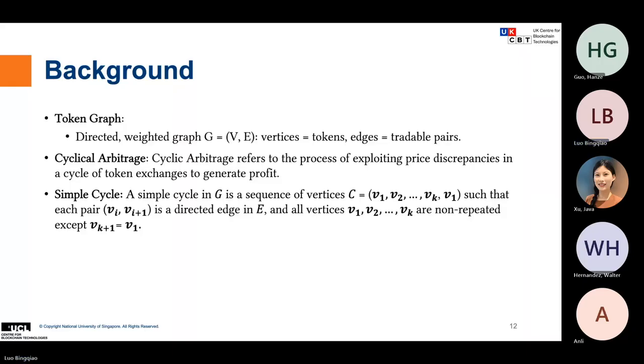It refers to the process of exploiting the price discrepancy in a cycle of token exchanges to generate profit. It will lead to a simple cycle in the graph. A simple cycle means that there is no repetition of any node on the cycle. So in the sequence of vertices that represents the cycle, only the first starting node can repeat at the end. Other nodes will not be repeated.